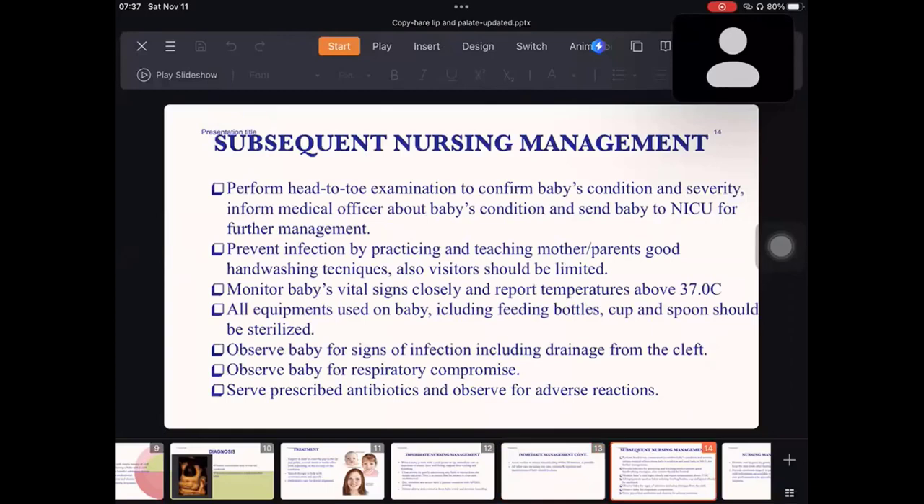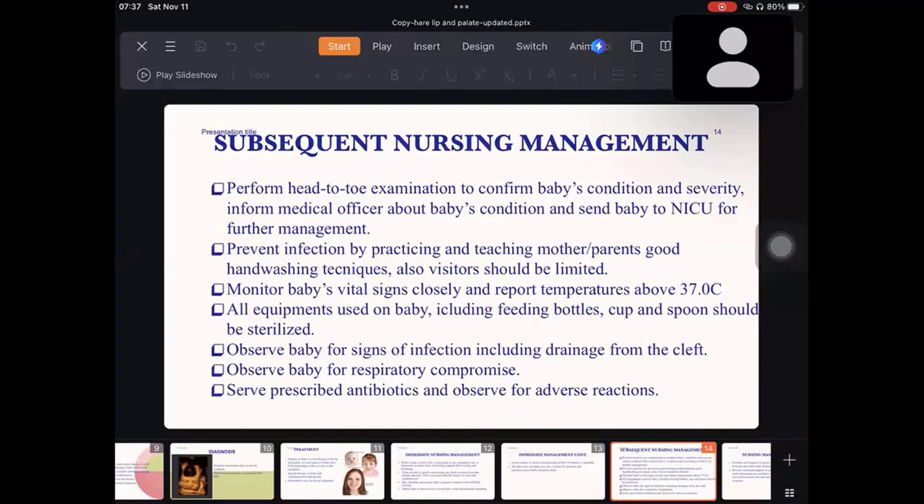With the subsequent nursing management, you perform a head-to-toe examination to confirm the baby's general condition and the severity of the condition, and inform the medical officer of the baby's condition so that the baby is taken to the NICU for further management. Also, we prevent infection by practicing and teaching mothers and parents good hand washing.